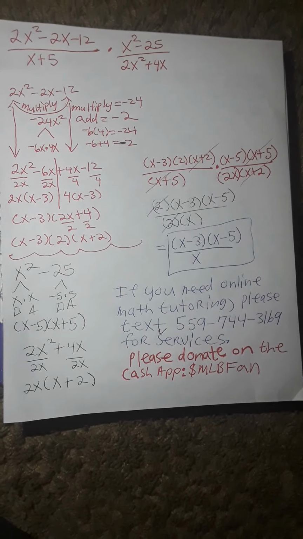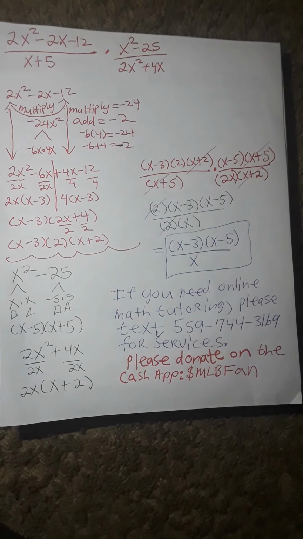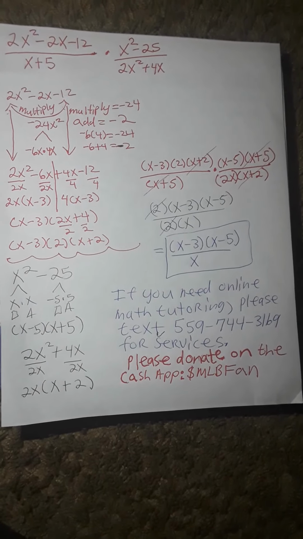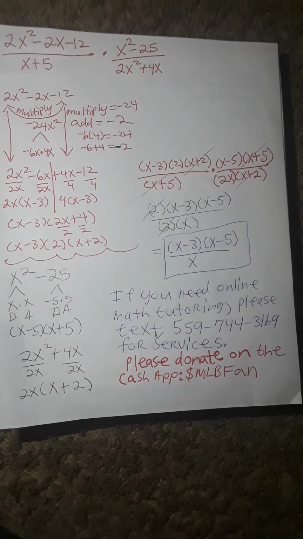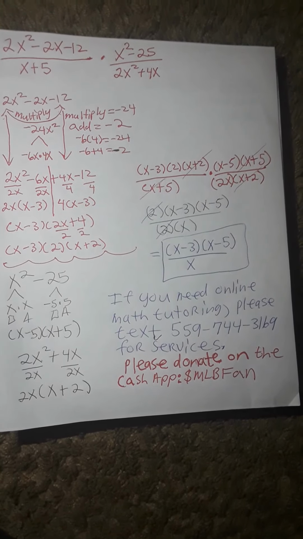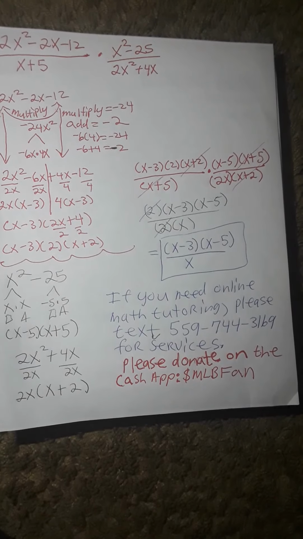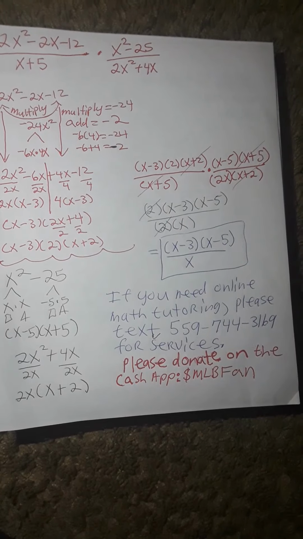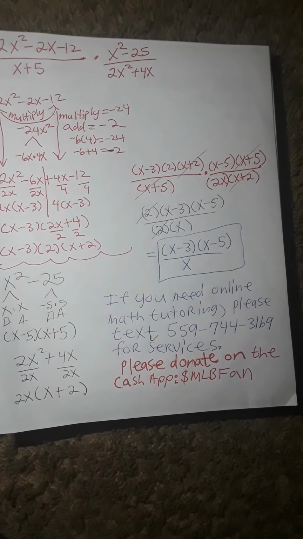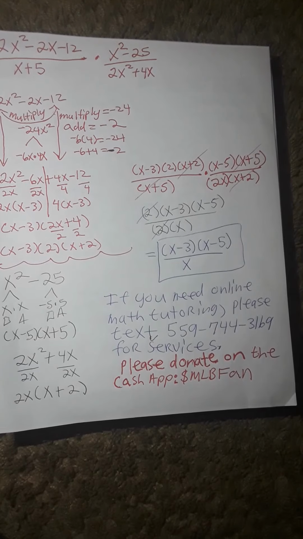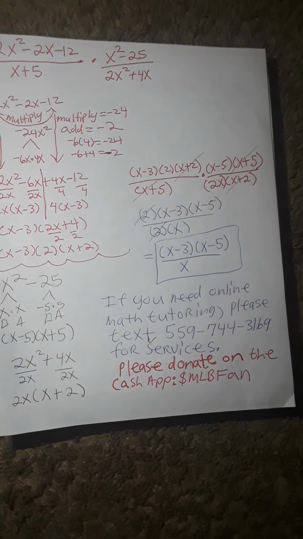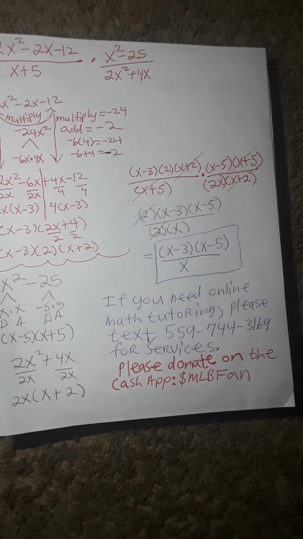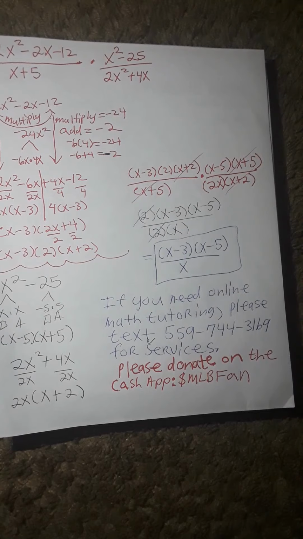Now let's put it all together on the right hand side. So it's going to be x minus 3 times 2 times x plus 2 divided by x plus 5 times x minus 5 times x plus 5 divided by 2x times x plus 2. Now we see that x plus 2 will cancel out because that factor appears on the top and bottom.